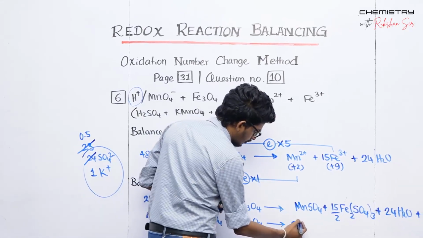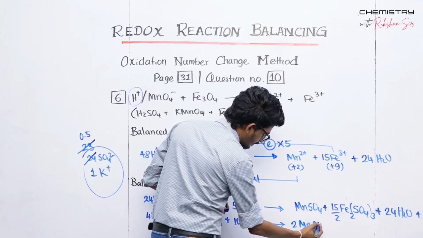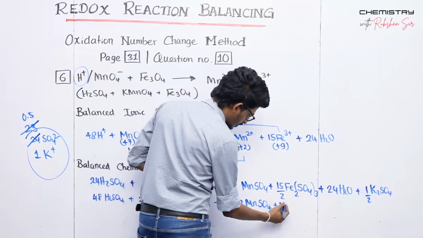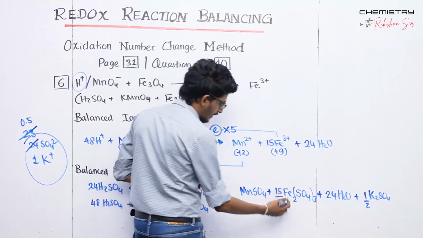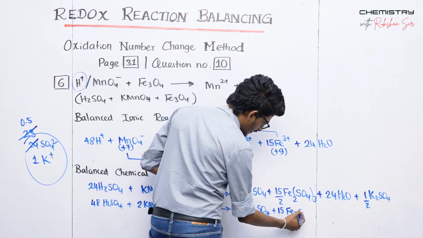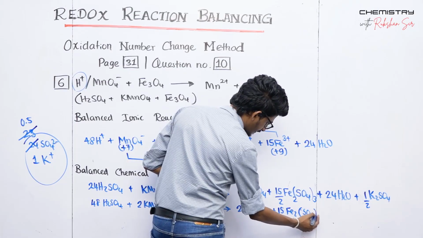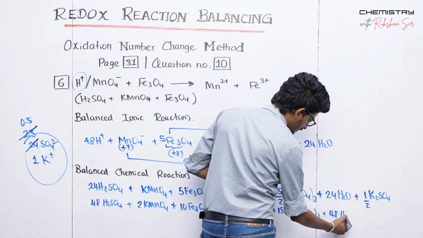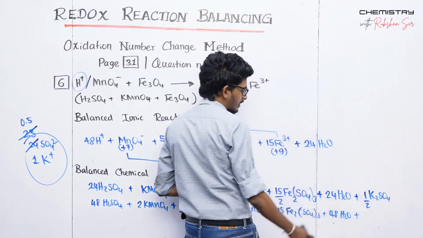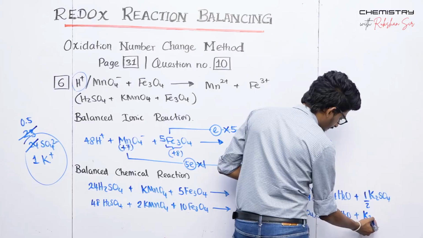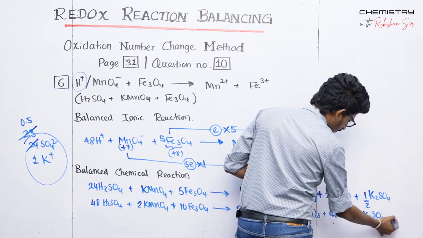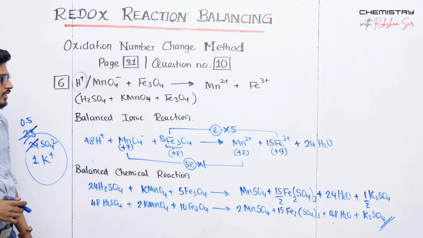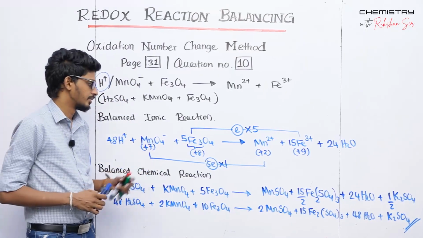We need to multiply by 2 because you are not supposed to write balanced chemical reactions with half values as stoichiometries. So when we multiply by 2, the 2 will cancel off. So 15 ferric sulfates. So this becomes 48. And this one is just K2SO4. So that is question number 6. Let's complete the stuff.